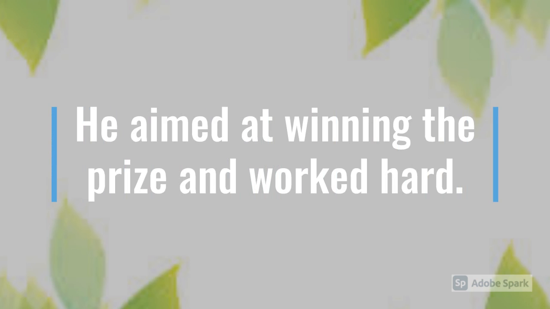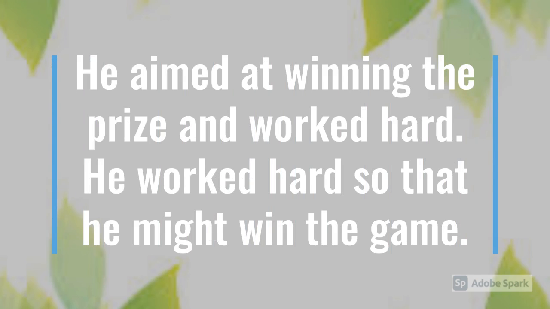Let us take another example. He aimed at winning the prize and worked hard. That is, he worked hard. So there are two main clauses: he aimed at winning the prize and another main clause, he worked hard. So the finite verbs here are aimed and worked. Let's see how we change it to a complex sentence. So the complex sentence would be, he worked hard so that he might win the game. Now he worked hard is the main clause here and so that he might win the game is the subordinate clause here.